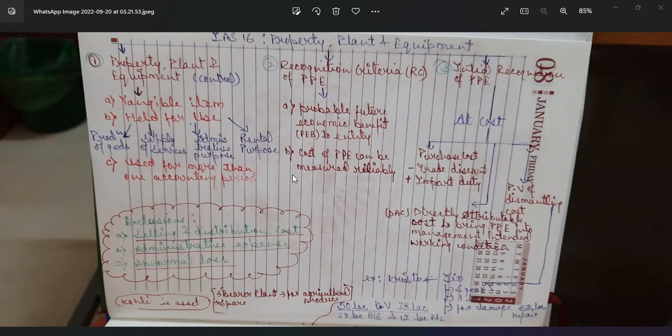With the directly attributable cost, charges here means whatever costs are involved to make that PPE ready for use in working condition, all that cost we need to take.